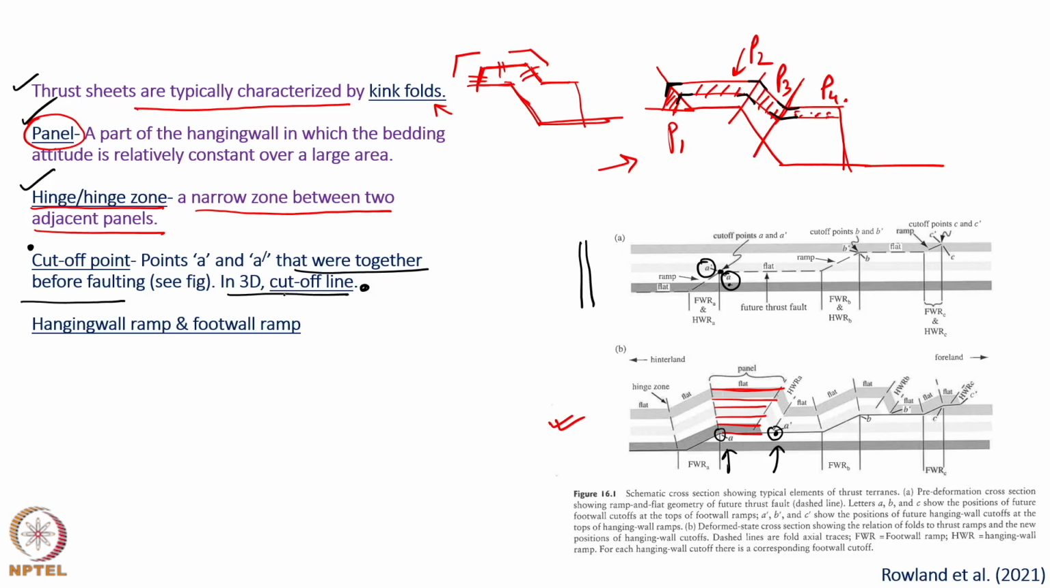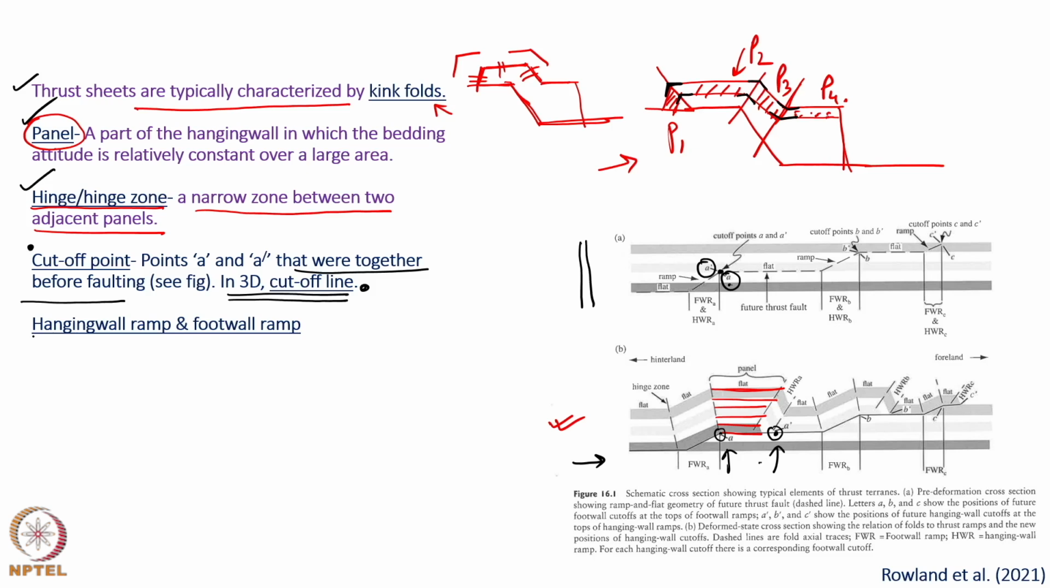and in 3 dimensions cutoff points actually define the cutoff line. In this diagram, the cutoff line passing through A is perpendicular to the diagram, and so also for A dash. The cutoff line passing through A dash is perpendicular to this sketch.